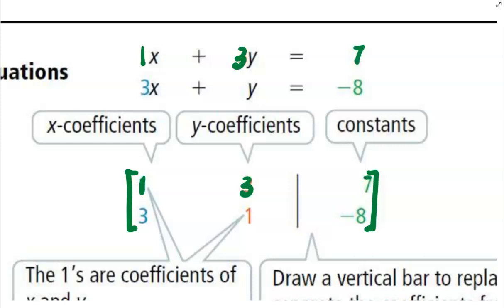And then finally 7 at the end. We have 7 at the end. Then 3x, 1y, and negative 8. And that's where our matrix comes from.